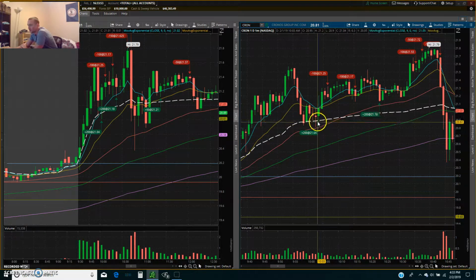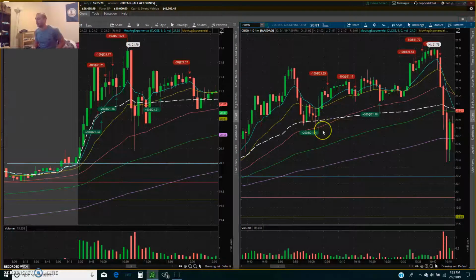So the Cron trade, I bought 200 shares at 21.04, the VWAP, and so right then I should have set my stop loss in my mind. So 21.04 is my entry. You can see there's a support level with the VWAP where it consolidated.